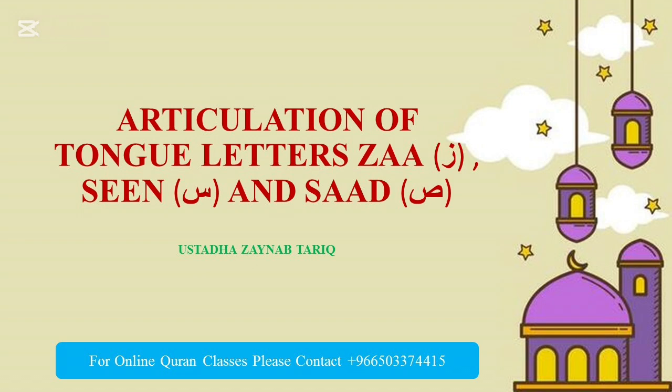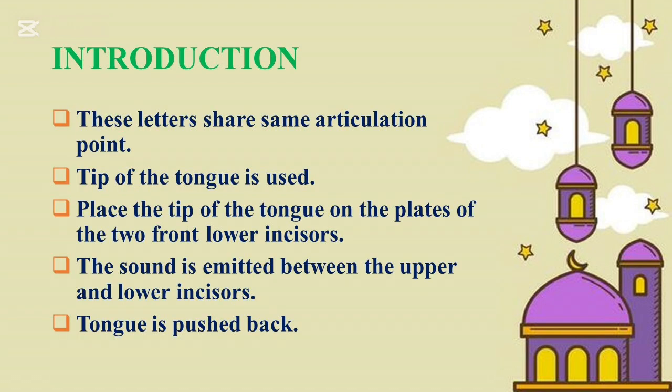Welcome to today's session. Today we will be looking into three letters, Za, Sin and Saad. These letters share the same articulation point. We use the tip of the tongue here and the tongue goes down actually. So the tip of the tongue gets closer to the lower incisors and the rest of the tongue is pushed back.